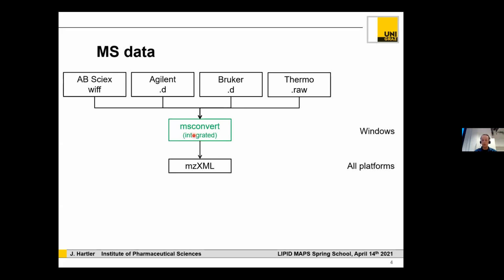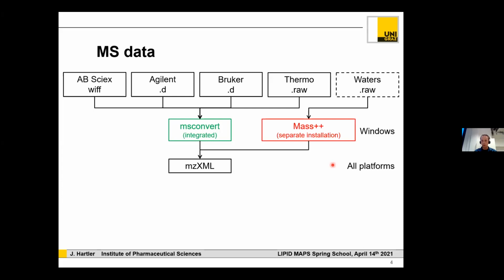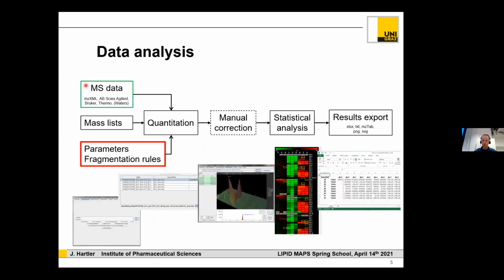convert the raw data to the mzXML format, which is the primary input format of the LDA. And this one can then be used for all platforms. For Waters, you have to make a separate installation of Mass++, and then you have to change a parameter in the settings file, and then you can use Waters data directly as well. The LDA will then convert the mzXML to the Chrom file format, which is an LDA internal format for efficient data access. So we have now covered the MS data.